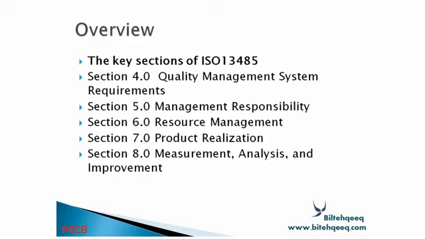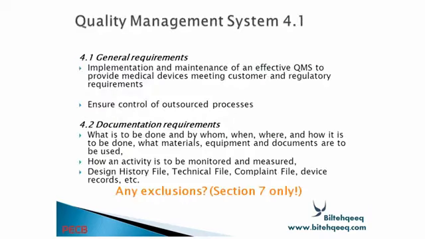Overview, the key section of ISO 13485, section 4, quality management system requirements. Section 5 covers the management responsibility. Section 6 talks about the resources management. Section 7 describes the product realization. Section 8, measurement, analysis, and improvement. Now we will review these sections in detail.